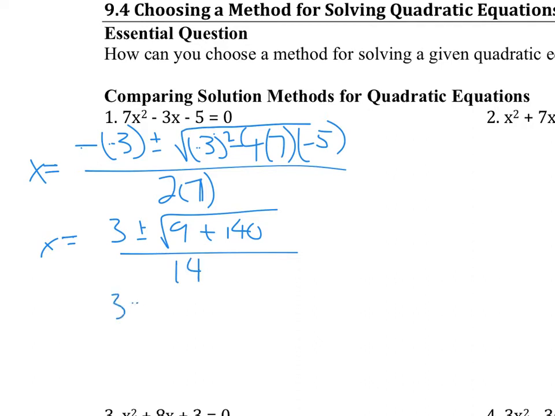So then we get 3 plus or minus the square root of 149, all over 14. And then quick check, 149 doesn't break down, so then that is our final answer. So as we look at that, maybe try to factor it. Some of us may have looked at it and gone, man, there's a lot of terms there as far as a, b, and c. I'm going to go ahead and go with quadratic formula. All right, let's go on to the next one.